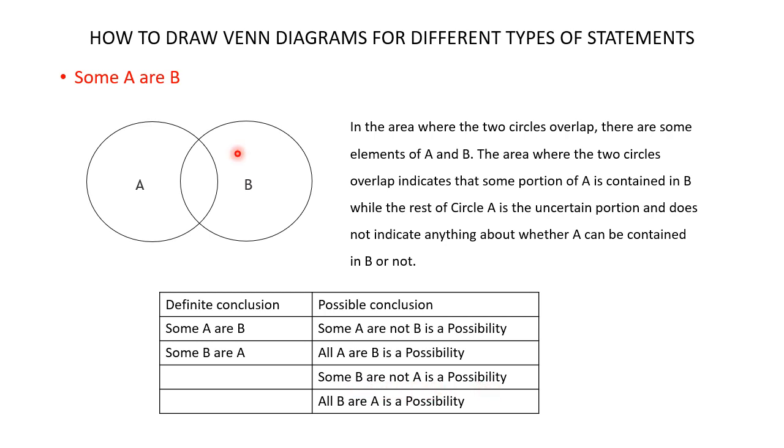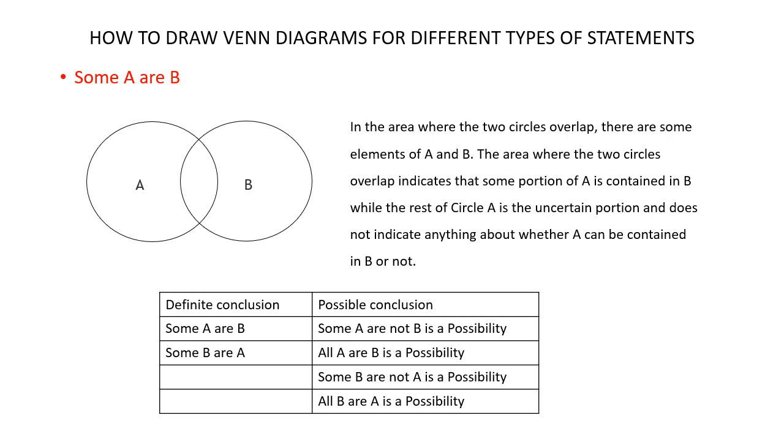In the second case, this portion of B can be contained within A. Now we already know that this portion of B is contained within A. Now if there is a possibility of this portion of B also to be contained within A, then it means that all of B can be contained within A. So all B are A is a possibility.